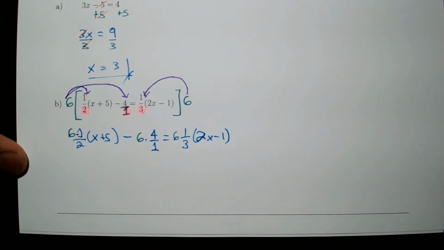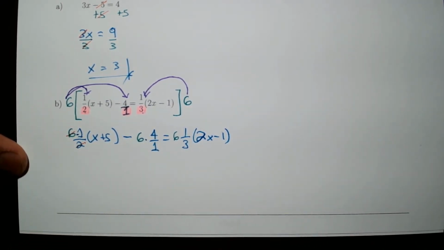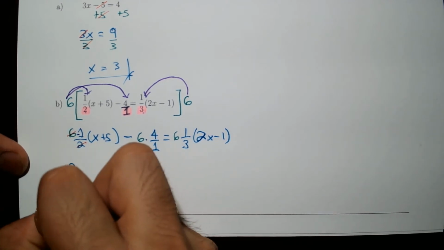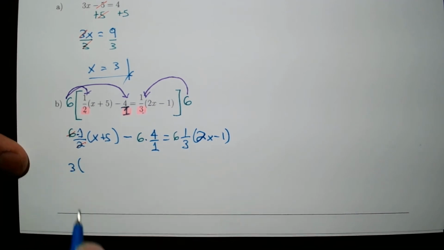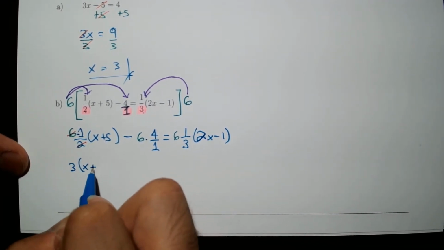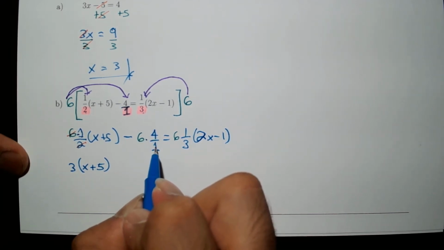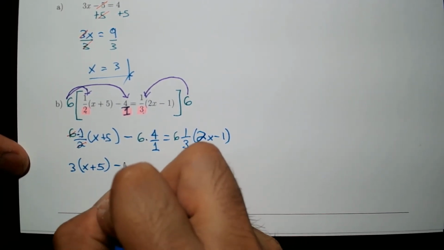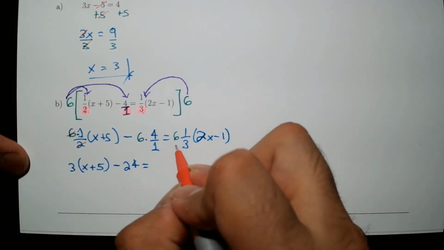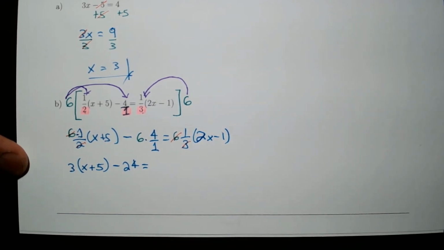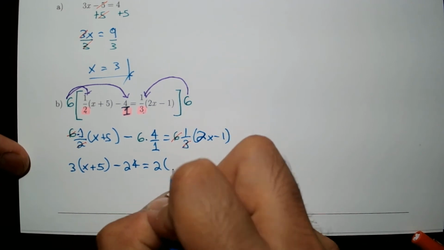So this is what we are going to do. We are going to simplify this 6 over 2. That reduces to 3. And we are left with 3 times 1, which is just 3, times x plus 5, minus 6 times 4, which is 24, divided by 1 is simply 24. And then on the right hand side of the equation, a very similar situation. Cancel out the 6 with the 3 to give us a 2.